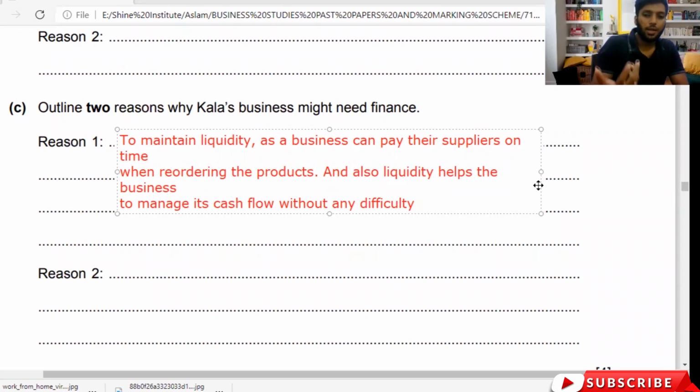So you can pay your wages, you can keep your employees happy. Whenever you need some sort of finance, you should have some sort of immediate need, you need to have some sort of money. That's what we say, liquidity. Let's move on to the second point.